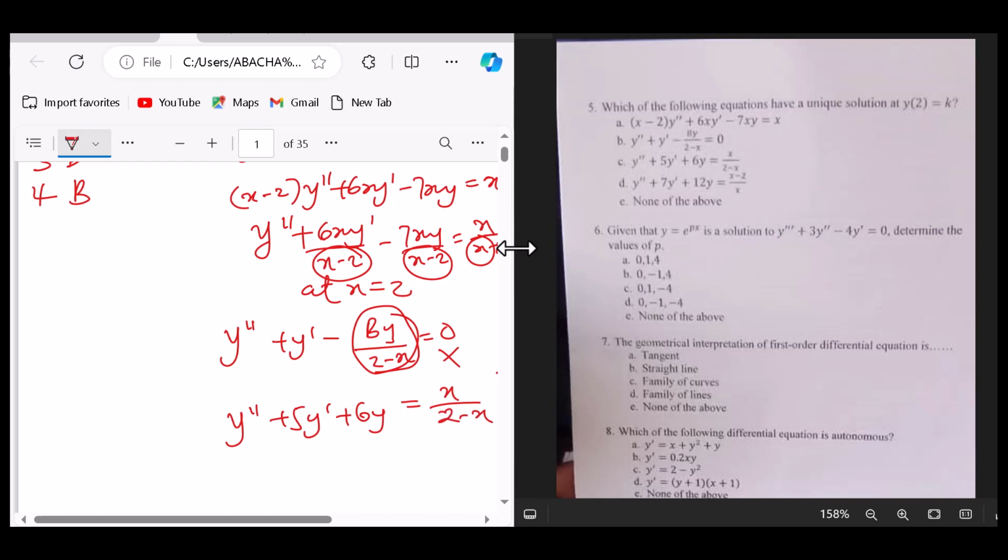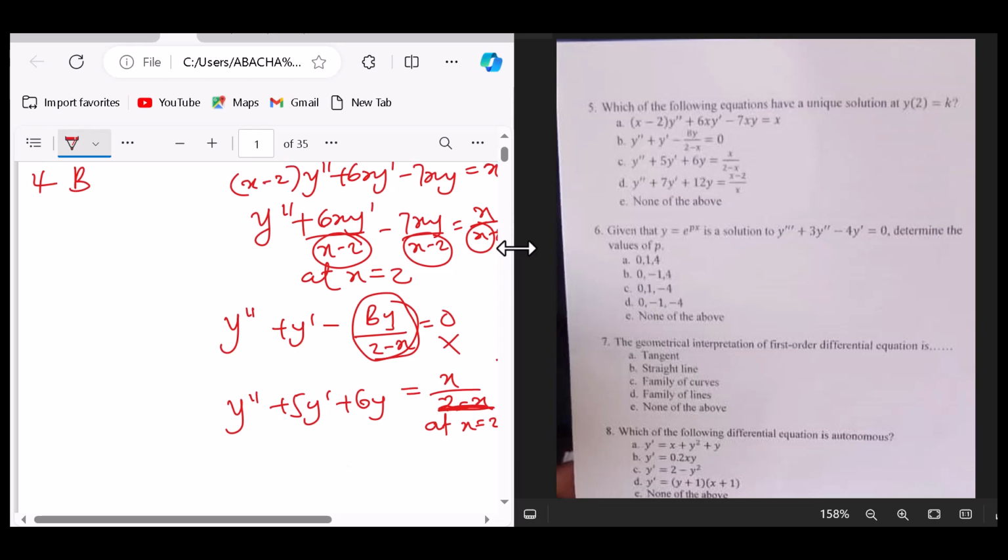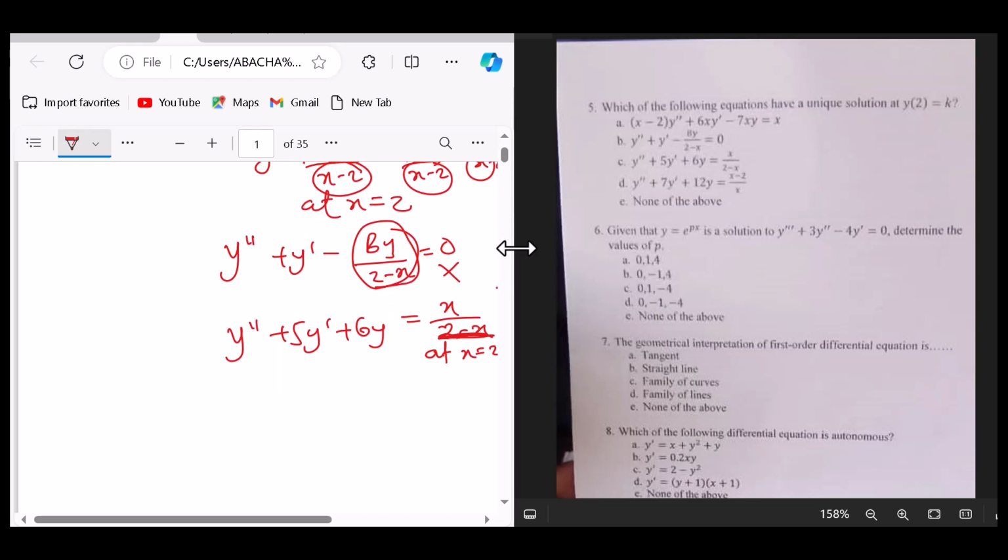So at x equals 2, this will become 0, and x divided by 0 will become undefined. You see. Now we look at the fourth one, y prime prime plus 7y prime plus 12y equals x minus 2 all over x.